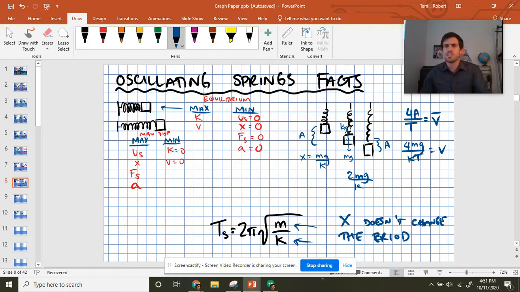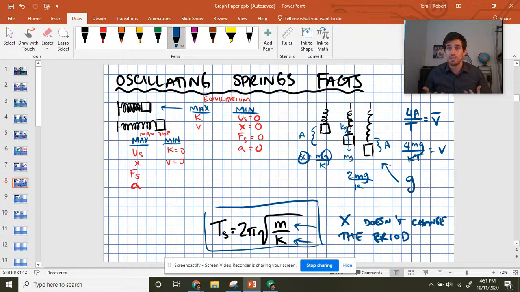One thing that I do want to mention with these vertical springs is that even though it is hanging vertically, g, the strength of the gravitational field, will affect where the equilibrium point exists, but it won't affect the period. As g increases, you can see that x would also increase, but there's no g term in the period equation, so it has no effect on the period. It only affects where it would stay at rest.